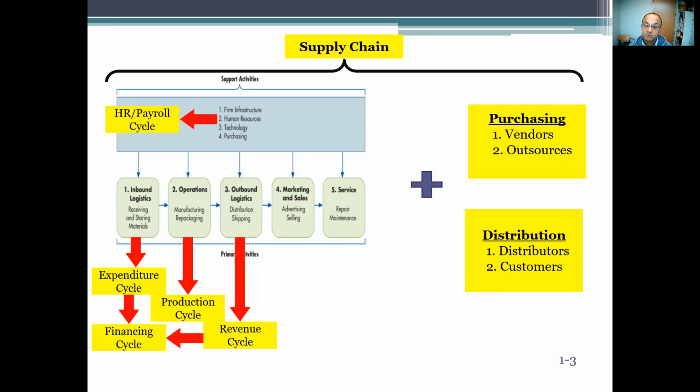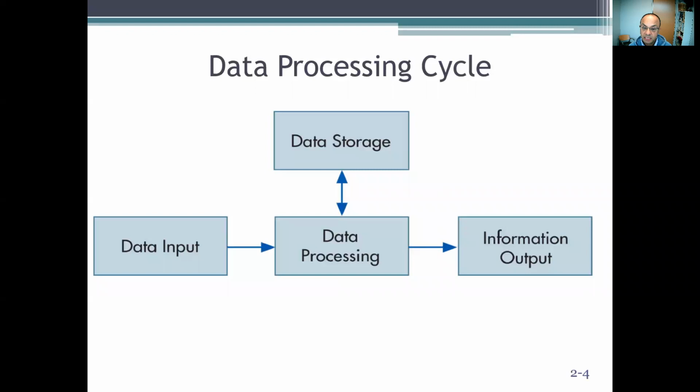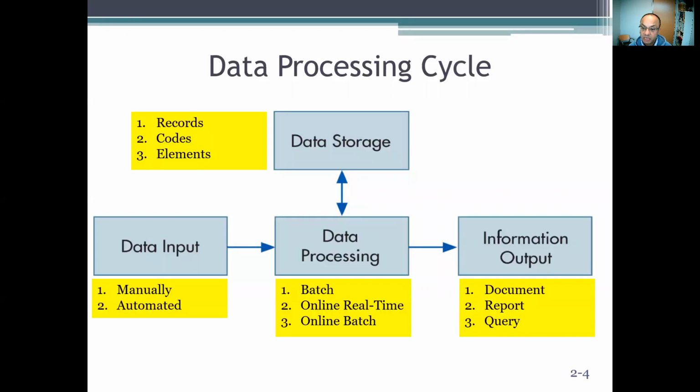And then we start talking about the database, how to enter the data. We can do it either manually or automatically. Then storing the data on records, codes, and elements, processing the data either in groups, we call it batch, or one by one online real time. And we get the output of the data in form of documents or query or report. And this was the main talk in chapter 2.